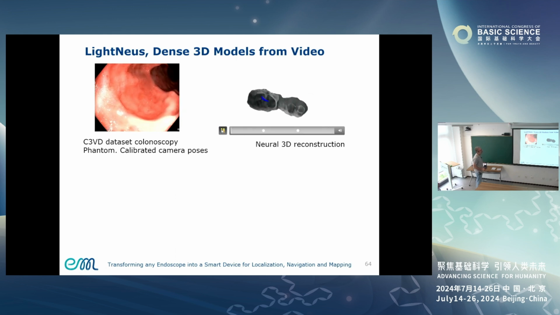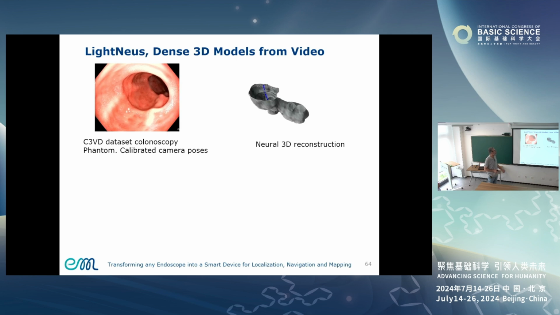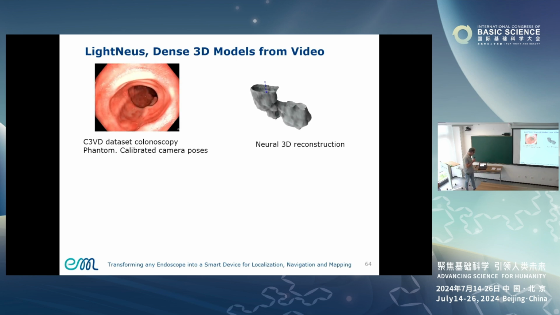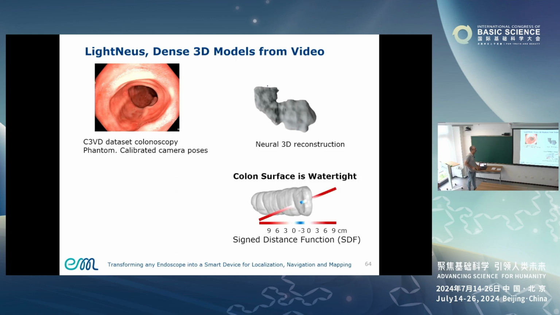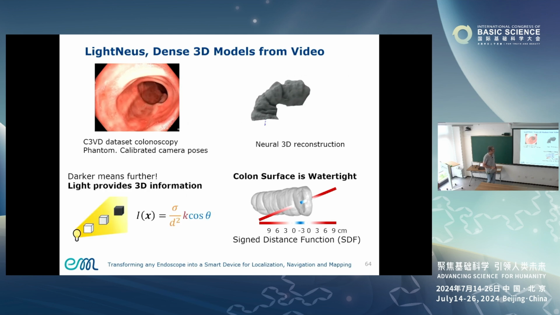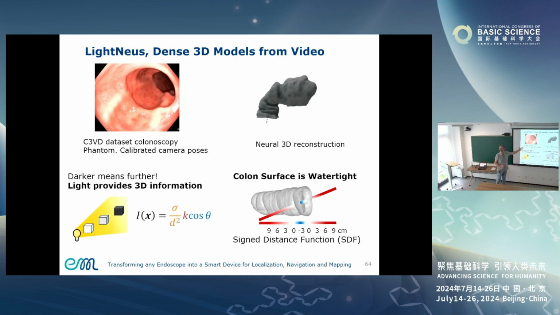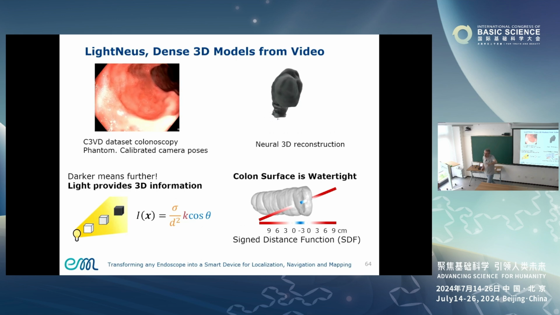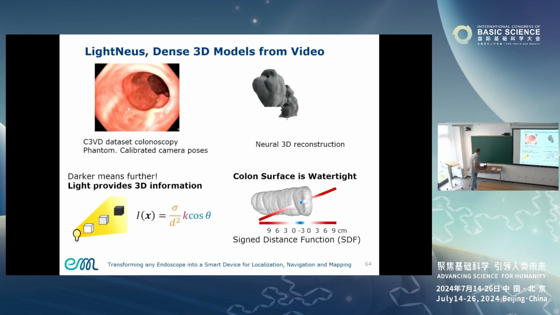Or how to better use the full video to produce a dense map? So here, the priors that we are going to feed are, on one hand, that the colon has to be a watertight surface. If we code the surface with an SDF, we are enforcing this prior naturally. And the other prior that we have is that darker means farther. That is something that always happens in this kind of scene.